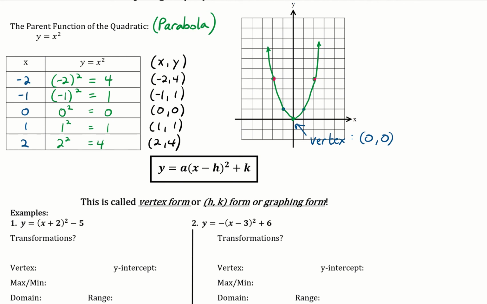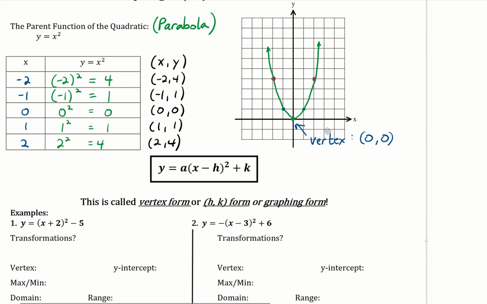The reason for that is left or right has to do with our x value. Up and down has to do with the y value. Y is x squared, so whatever x is, we square that, and that's how far we go up. So over 2, I'm going to go up 2 squared, which is 4. That pattern is important for us to recognize when we're graphing these parabolas.